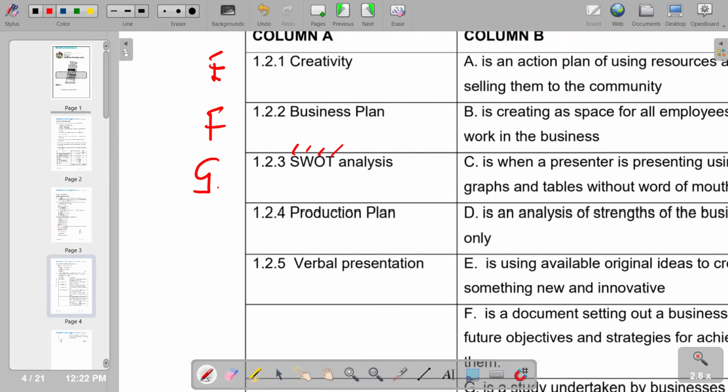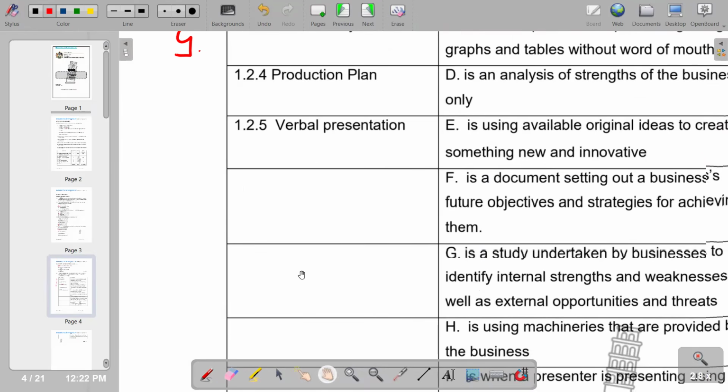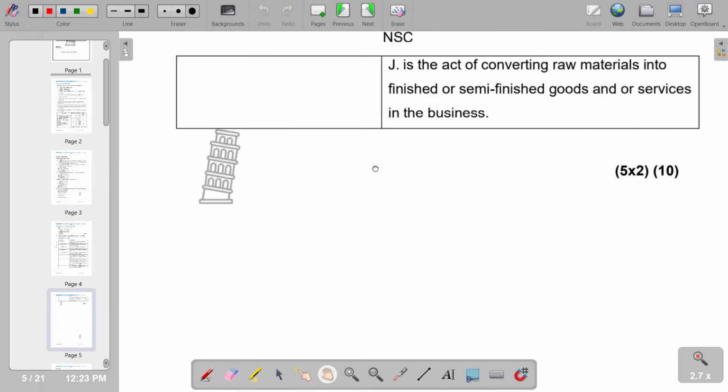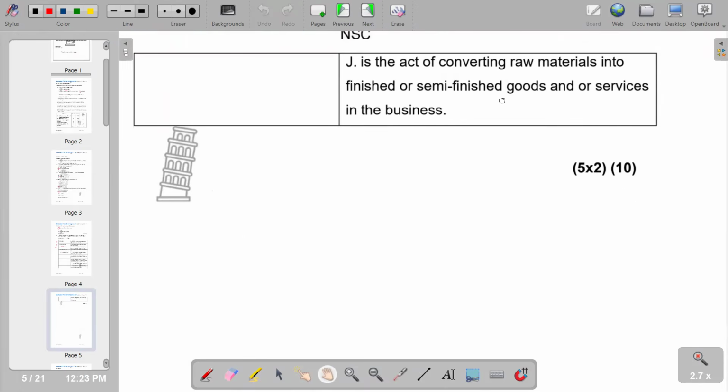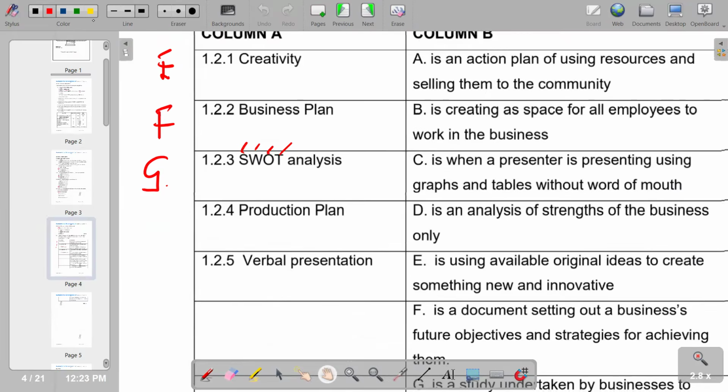When we look at the production plan, it provides details of how a company's products will be manufactured. So according to our responses, we try to go down again to check which one matches a production plan. Of course, we have another response on the next page: the act of converting raw materials into finished or semi-finished goods or services in the business. So this is the most appropriate, J. So we have J as the correct response.